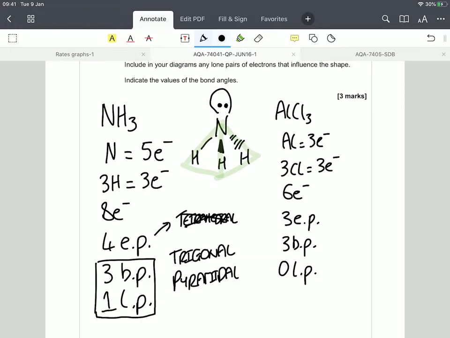Okay, so this combination, again, if you haven't learnt your shapes, it's not going to mean very much to you, so you have to learn them. But anything that's got 3 pairs of electrons, whether they're bonding pairs or lone pairs, is going to be based on the trigonal planar shape. And in this case, it's pure trigonal planar. That's all it is, because all 3 of the electron pairs are bonding pairs. So we draw that completely flat.